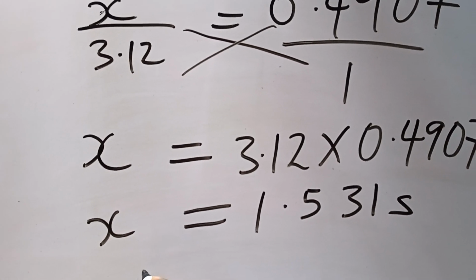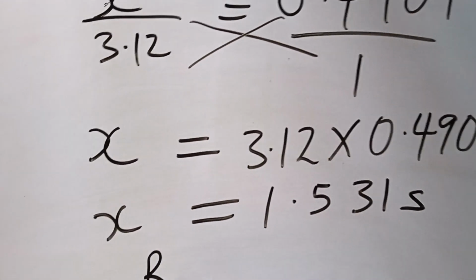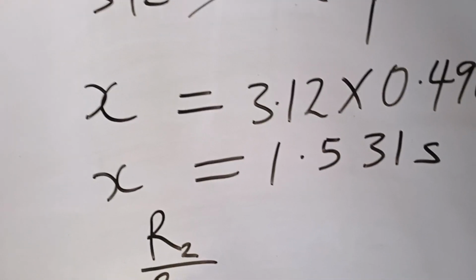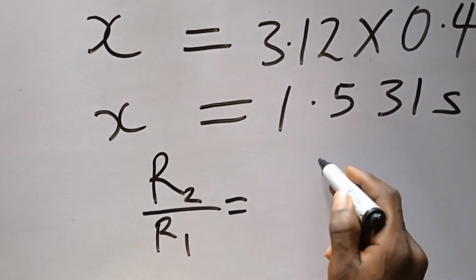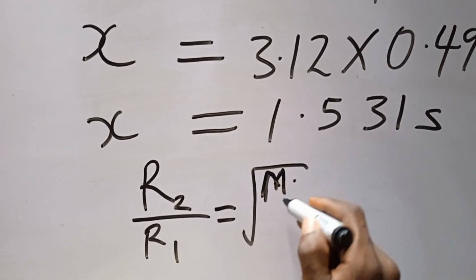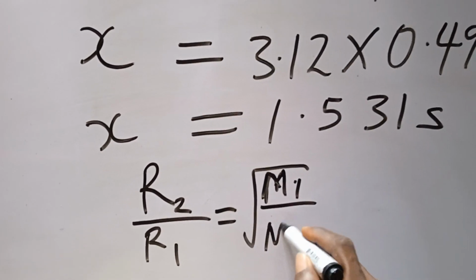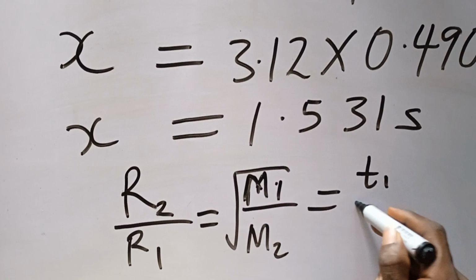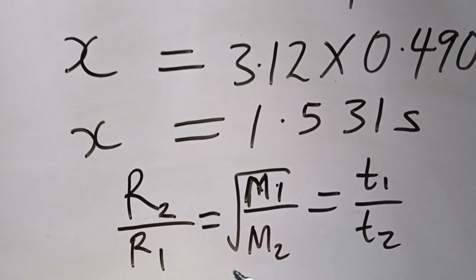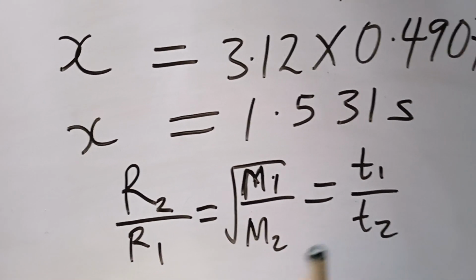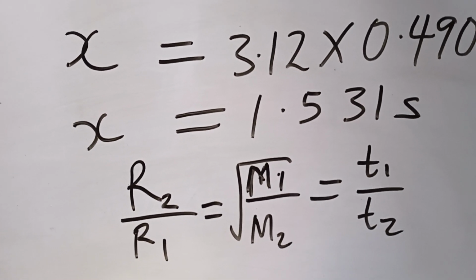Graham's law of effusion states that the rates of diffusion of gases is inversely proportional to the square roots of the molar masses. And when you check it, this is directly proportional to the time. So as the load increases, the time required increases. So you need to know that.